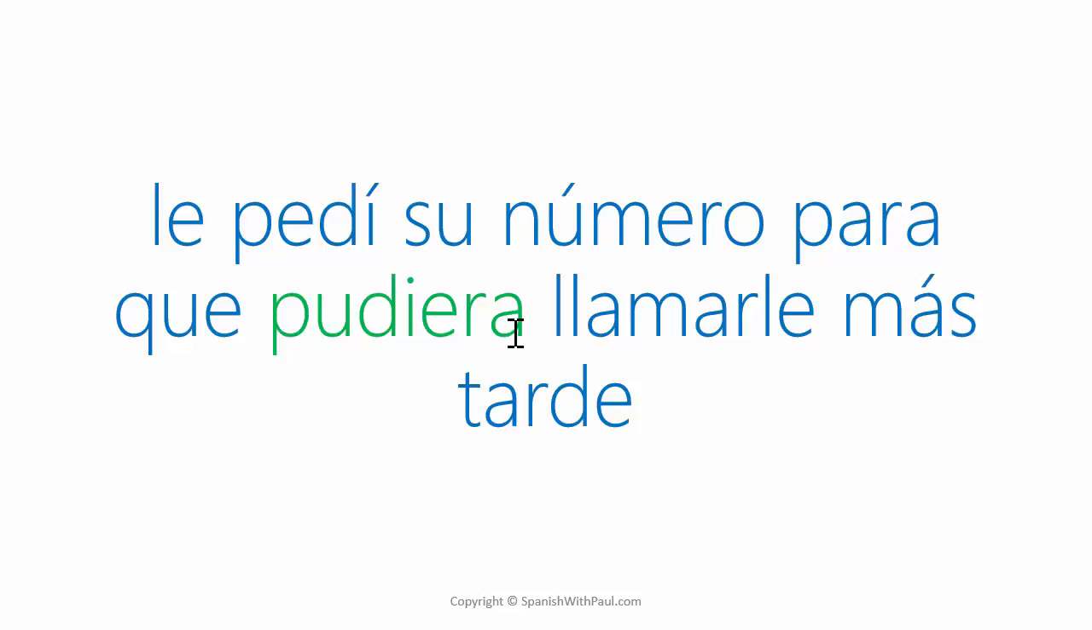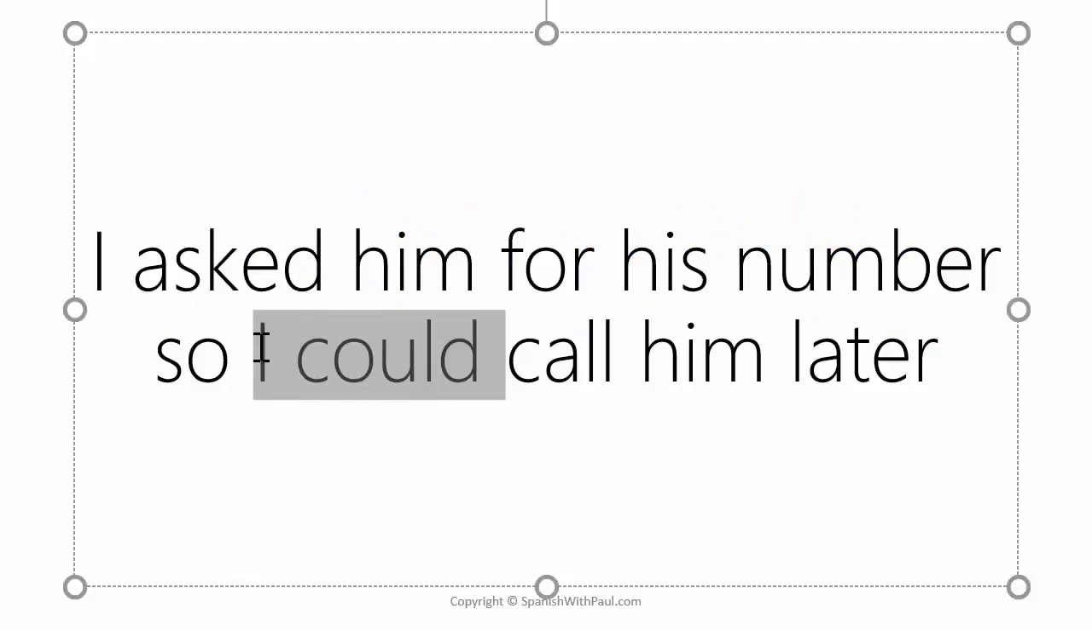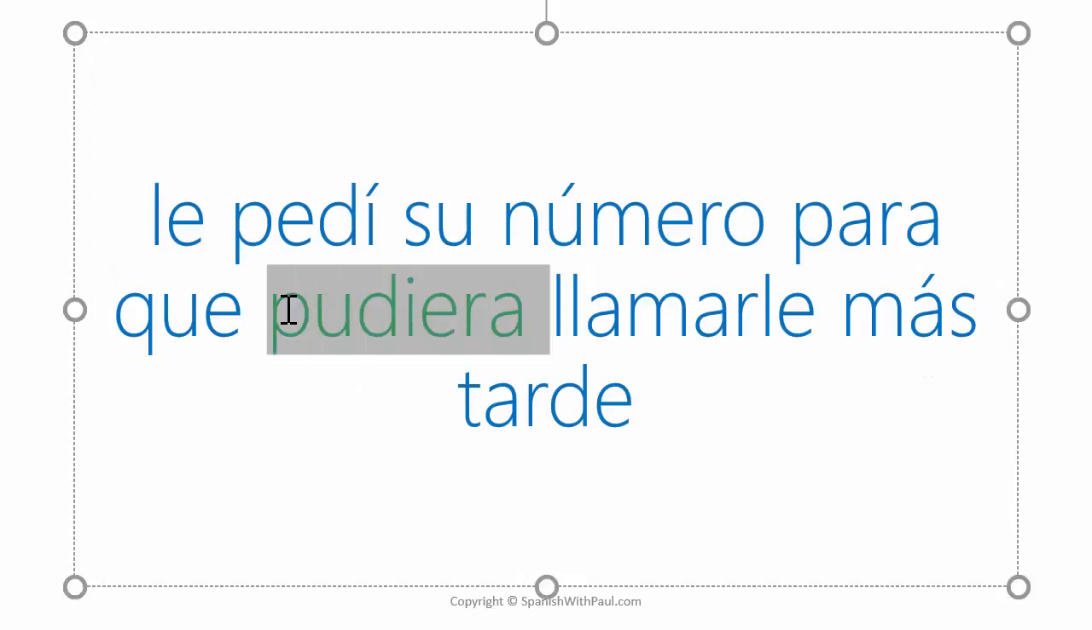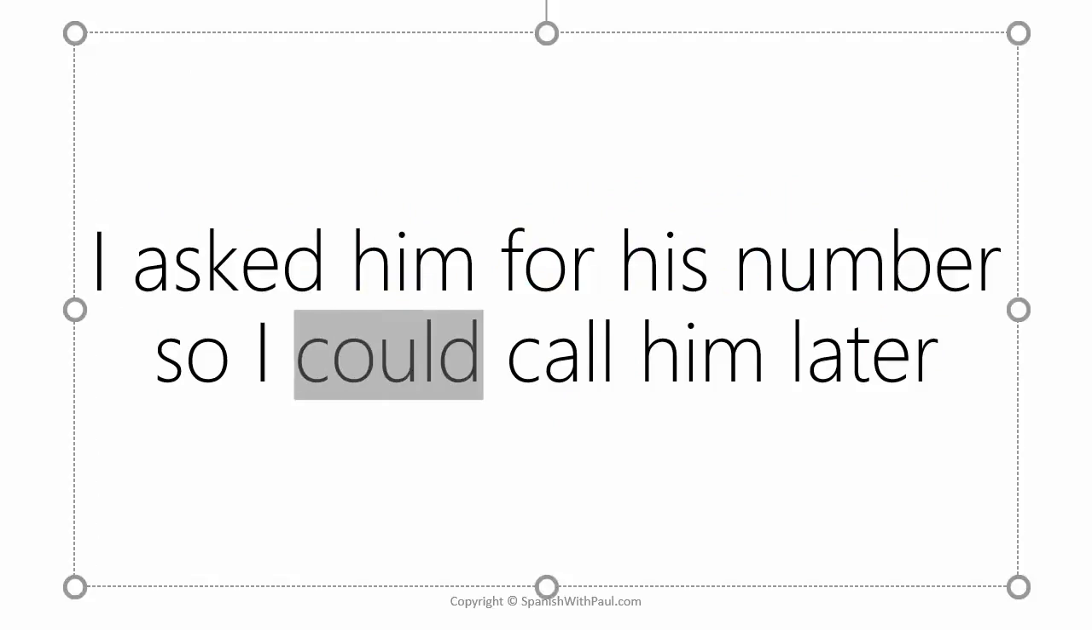Here you can see we did not go into podría and copy exactly the English. This would be podría llamarle más tarde, but because we have a trigger in the past subjunctive, we went into pudiera, the past subjunctive of the verb to be able to, poder. So it doesn't matter if this is a could or a would. You will still go into the past subjunctive and ignore this literal translation in English.